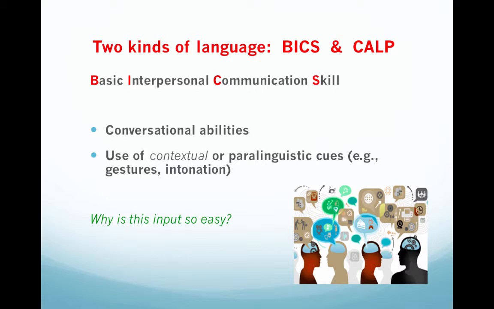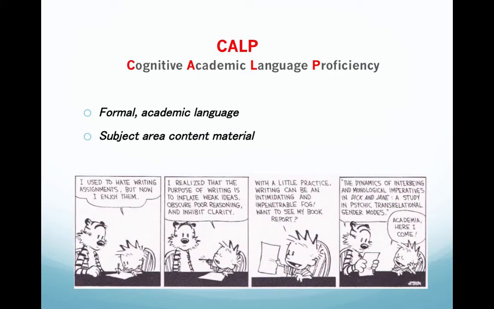BICS is, as they say, basic interpersonal communication skill. It's everyday conversation. It's being able to just speak in a normal conversation about everyday things. And it's used contextually or with paralinguistic cues. That is, it's used with face expressions, with gestures, with intonations. It makes it much easier to understand because of the easy content and the things that go along with it that help you understand it.